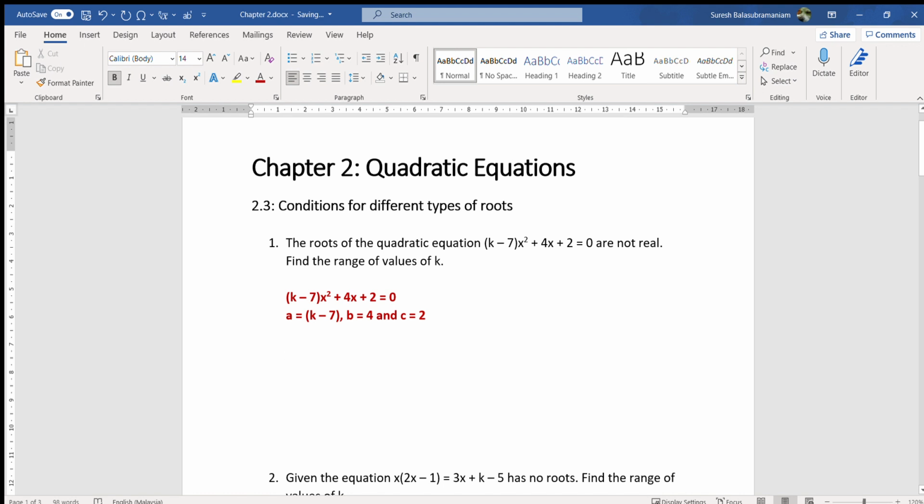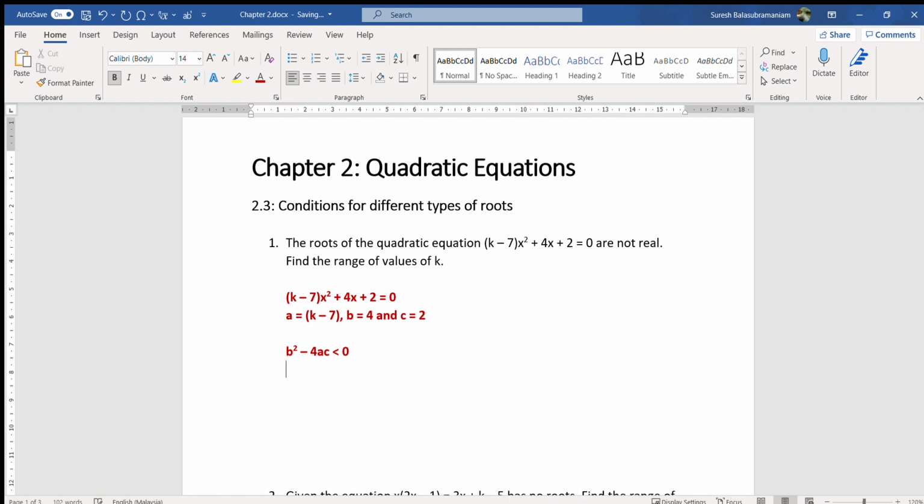Okay, now we'll write the condition. Condition is b square minus 4ac is less than 0. Okay, so I'll repeat again, less than 0 because the roots are not real. Okay, we replace the values. B is 4, so 4 square minus 4 times a, which is k minus 7, and c is 2. It's less than 0. So try to solve this.